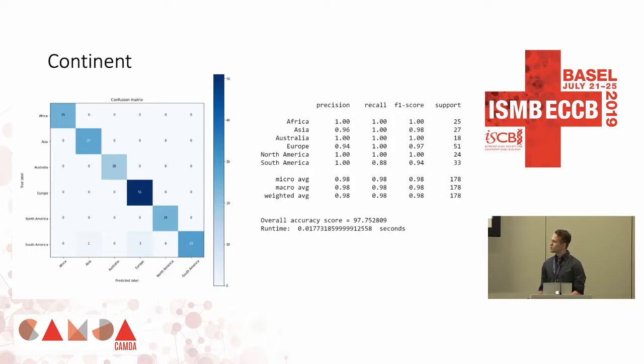If you look over at the confusion matrix, the most error comes from confusion with Europe, and specifically, South America was confused for Europe 3 times. And this will come in, and I'll tie this in later with the mystery samples.